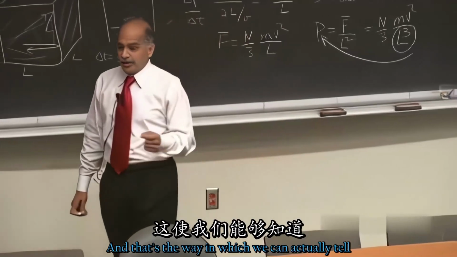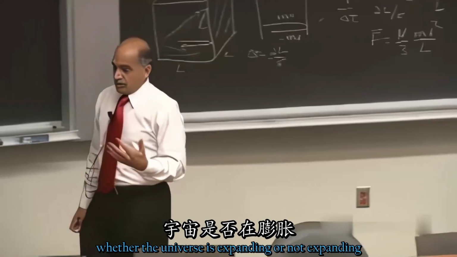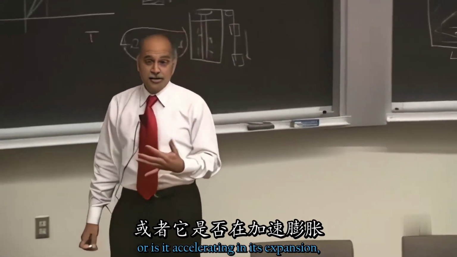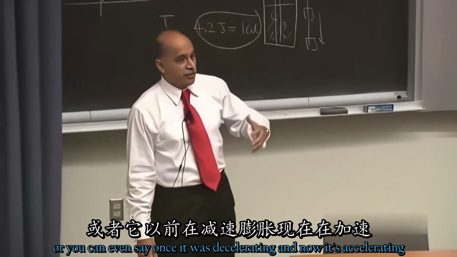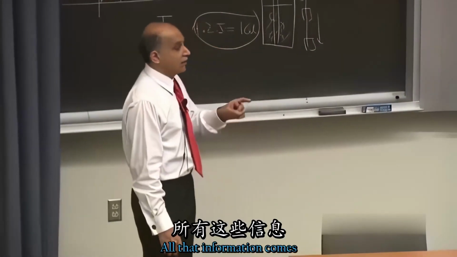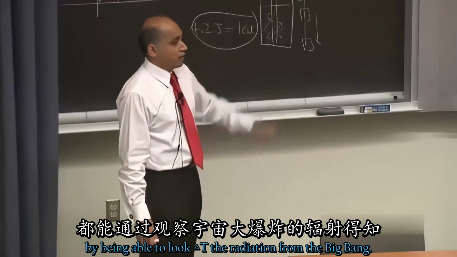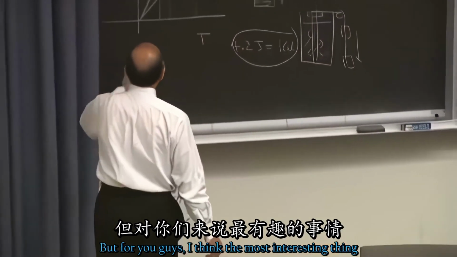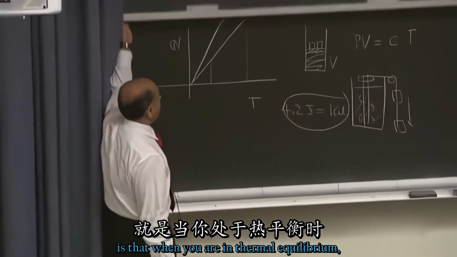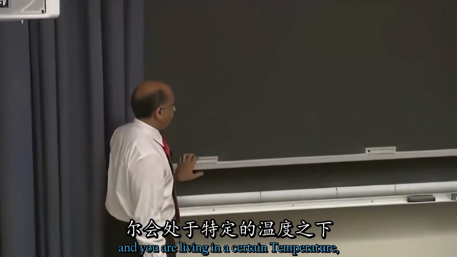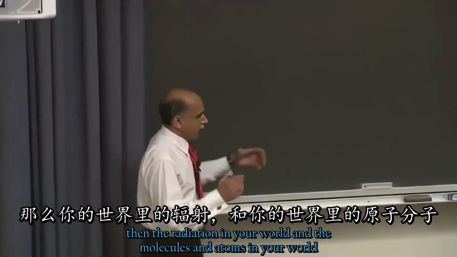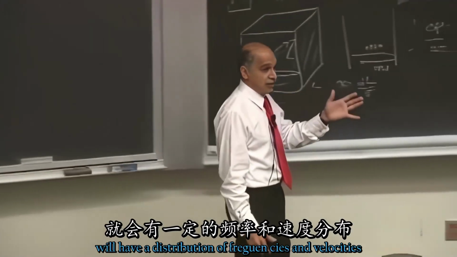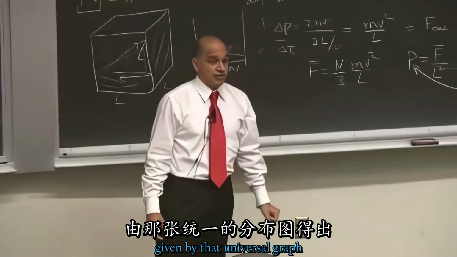And that's the way in which we can actually tell whether the universe is expanding or not expanding, or is it accelerating in its expansion, or you can even say once it was decelerating and now it's accelerating. All that information comes by being able to look at the radiation from the Big Bang. But for you guys, I think the most interesting thing is that when you are in thermal equilibrium and you are living in a certain temperature, then the radiation in your world and the molecules and atoms in your world will have a distribution of frequencies and velocities given by that universal graph.